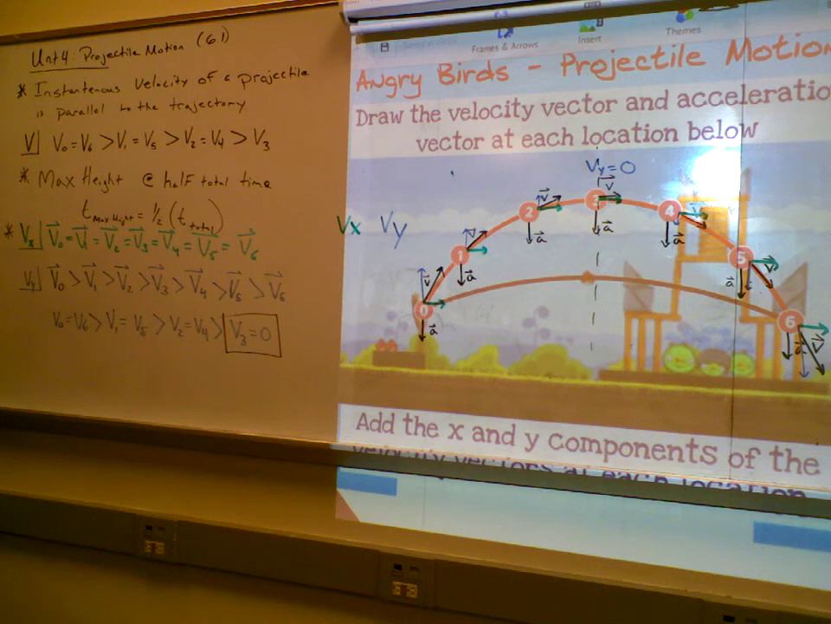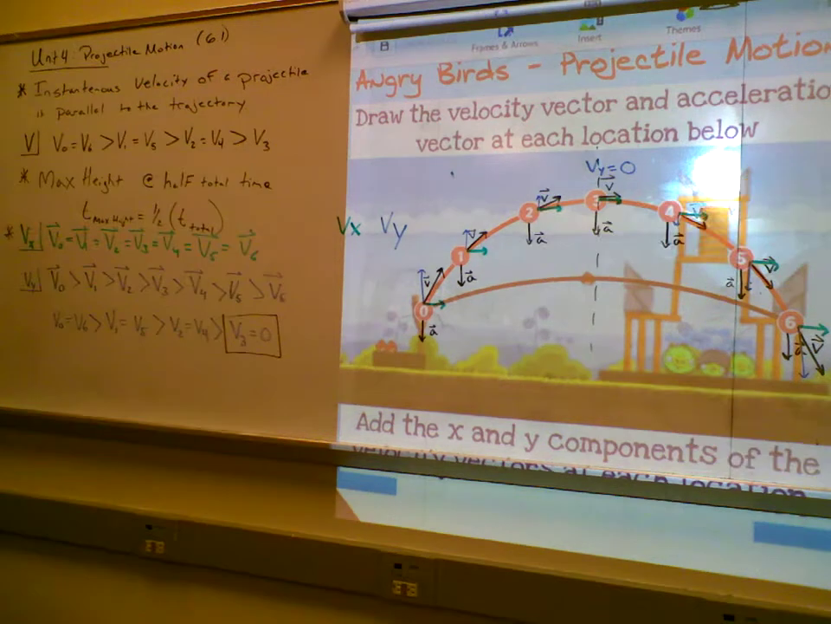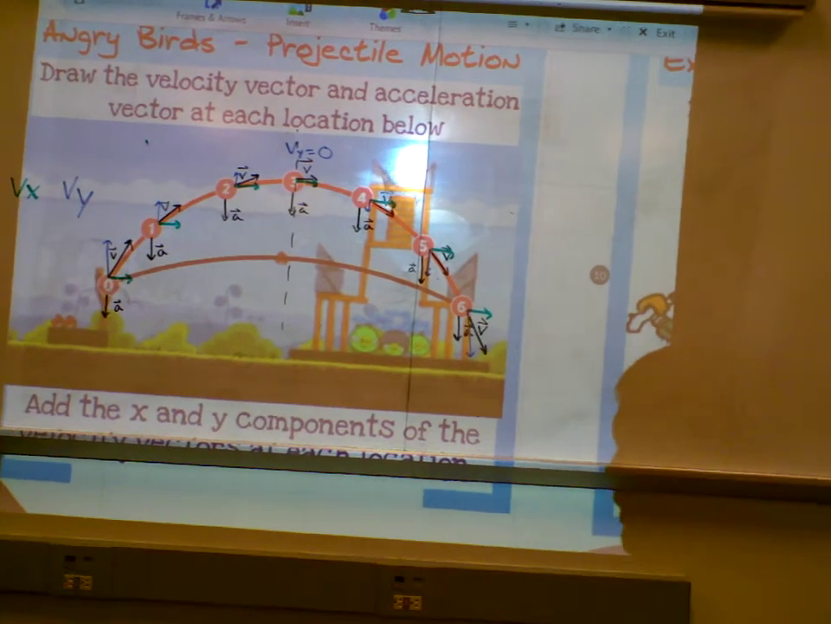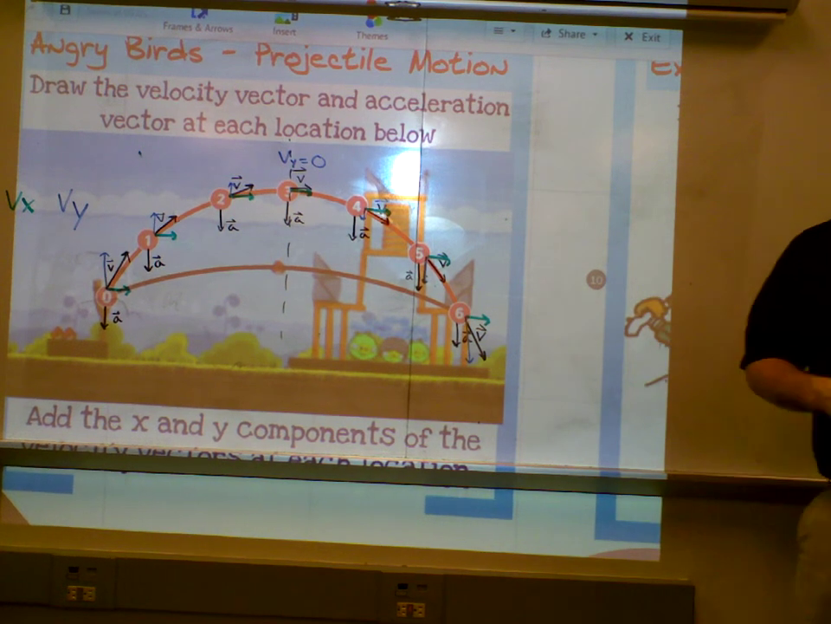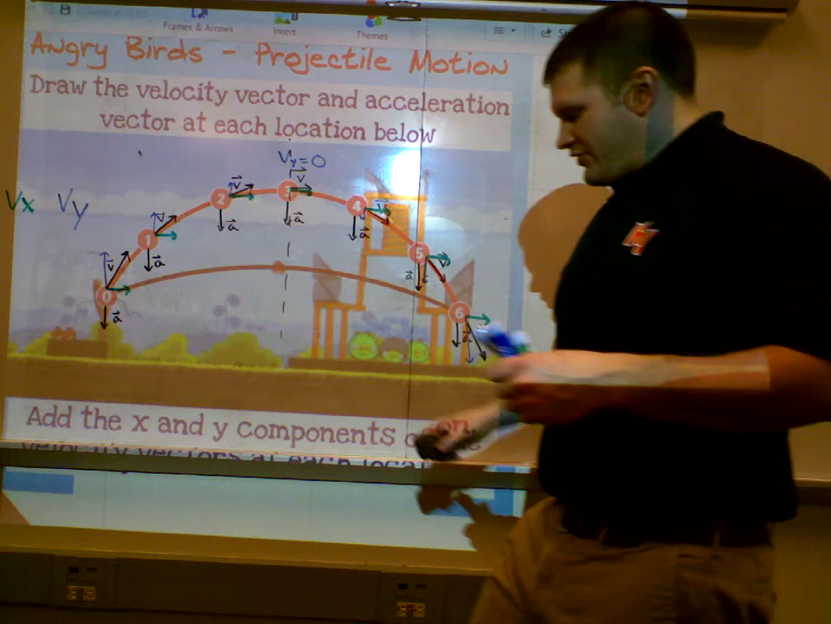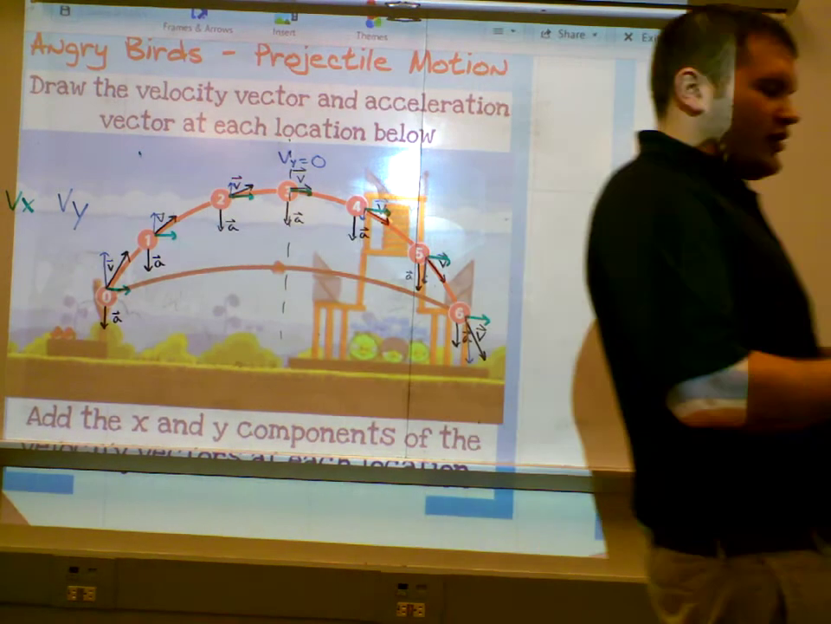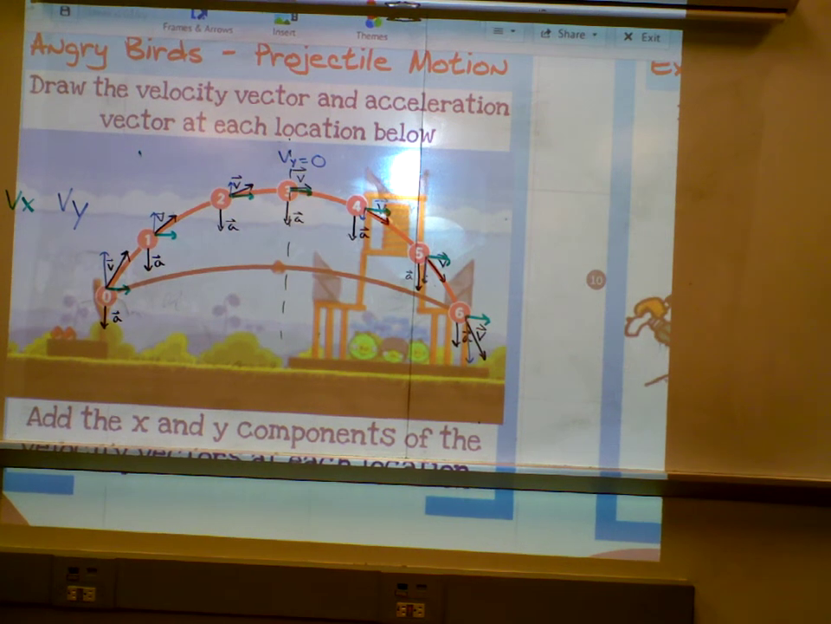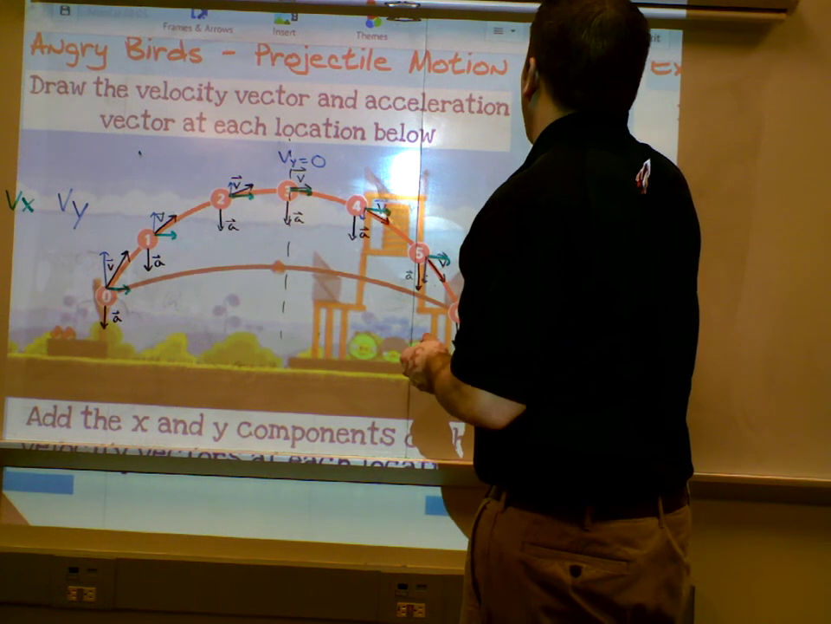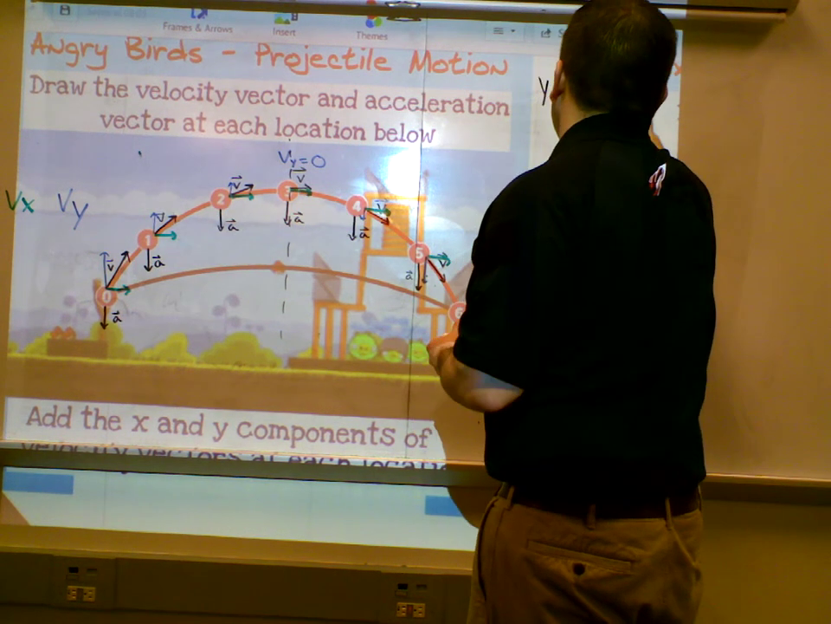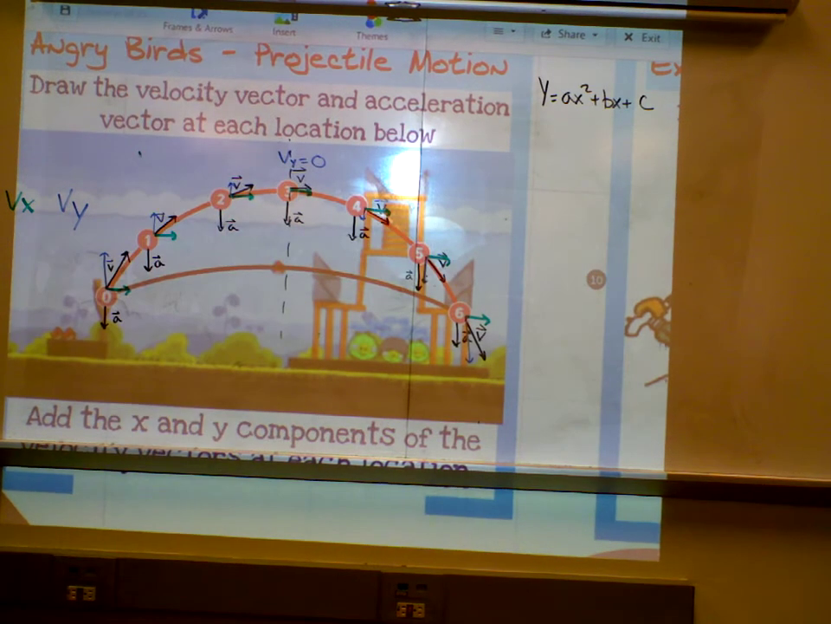A couple more things, and we'll work on an example. This red line makes a parabola. Does anybody remember the equation for a parabola? We know it has an x squared. The equation is y equals ax squared plus bx plus c. That's the equation for a parabola.